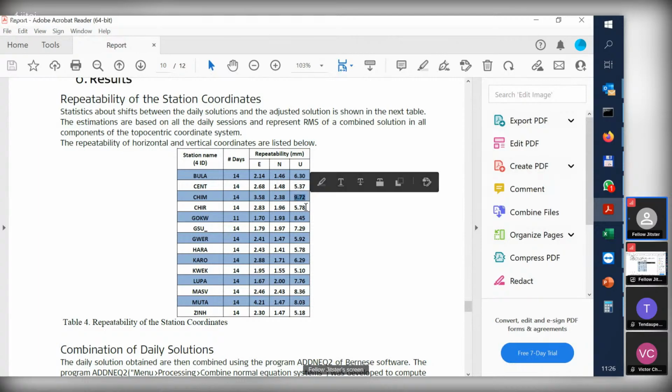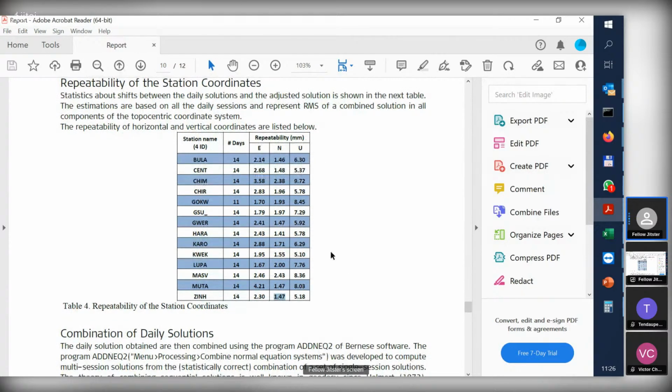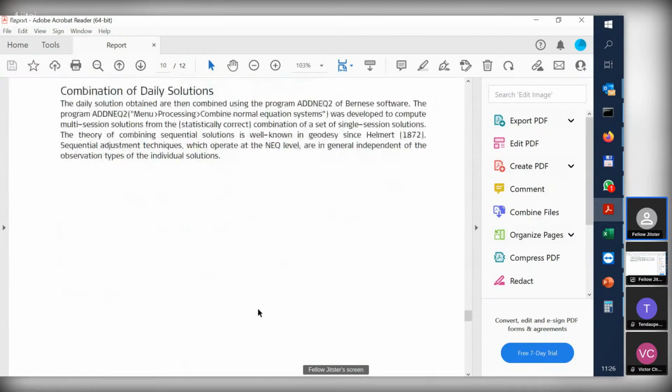But for example, let's have a look at Zingsa. Yeah, this is very good. Very good values because here the situation is very good. You have basically no obstruction. So based on this, you can already understand which sites have, I would say, better observation conditions than the others, because this repeatability gives you good information about the sighting, for example.